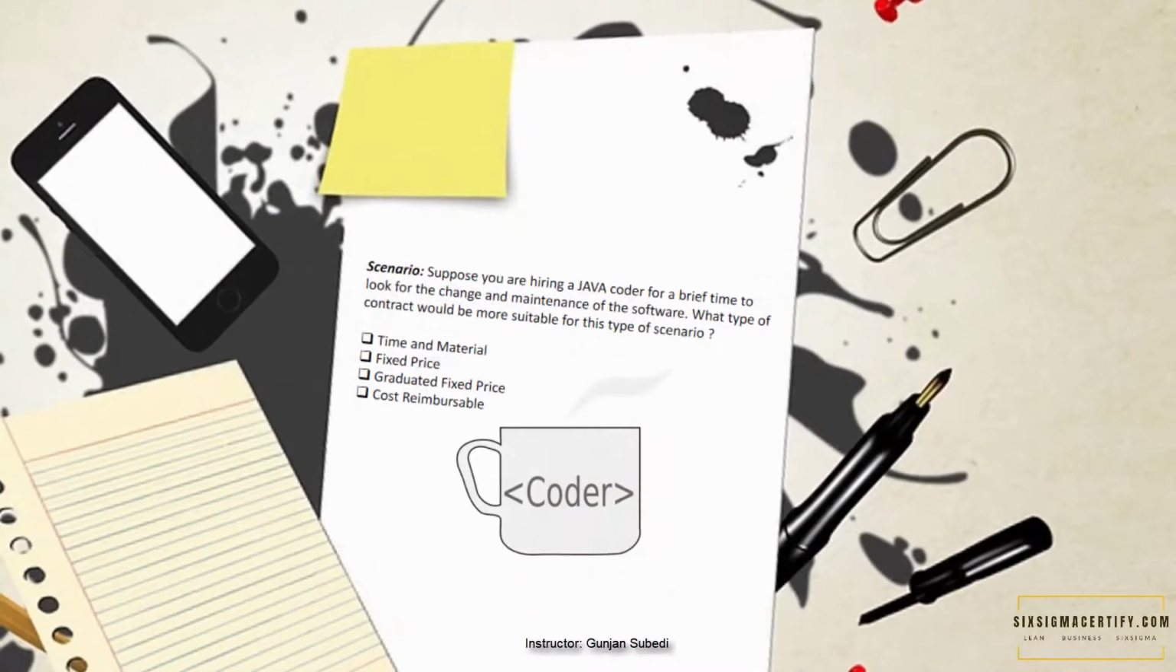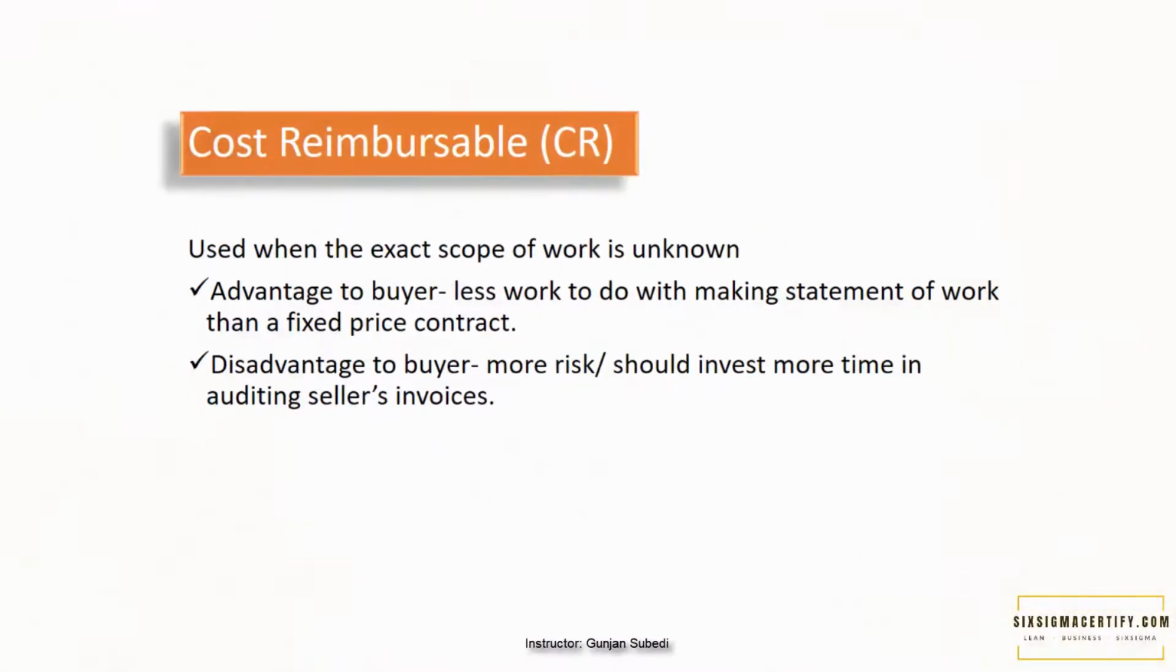Question. Suppose you are hiring a Java coder for a brief time to look after the change and maintenance of software. What type of contract would be most suitable for this kind of scenario? Time and material, fixed price, graduated fixed price, or cost reimbursable? The answer is time and material. For hiring special people or for running a project for a short period of time, a time and material contract would be more acceptable.